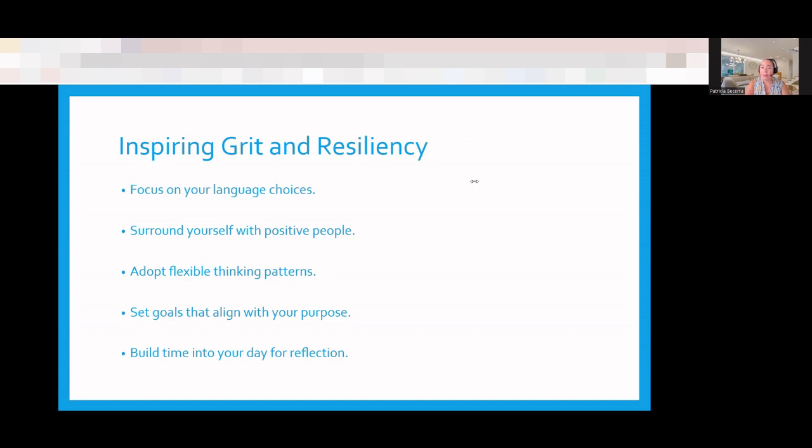We want to help them adopt flexible thinking patterns. Becoming less rigid in your thoughts and actions allows resilience and grit to blossom simply because flexible people don't see problems. They see opportunities for growth and learning. When every challenge is met with creative thinking, you see yourself as being capable, and this confidence breeds more resilience.